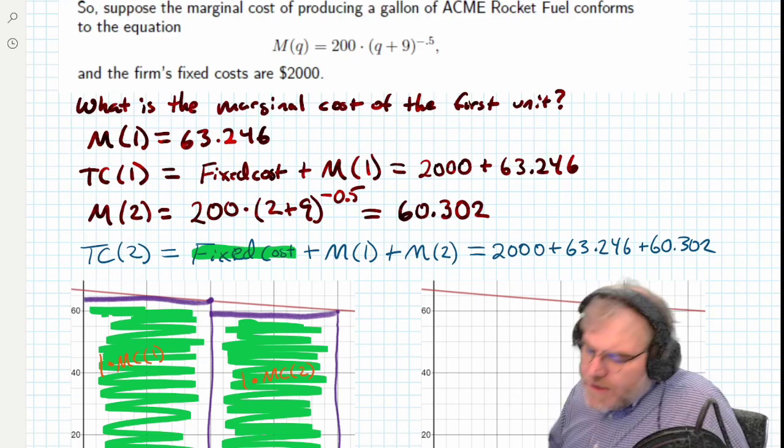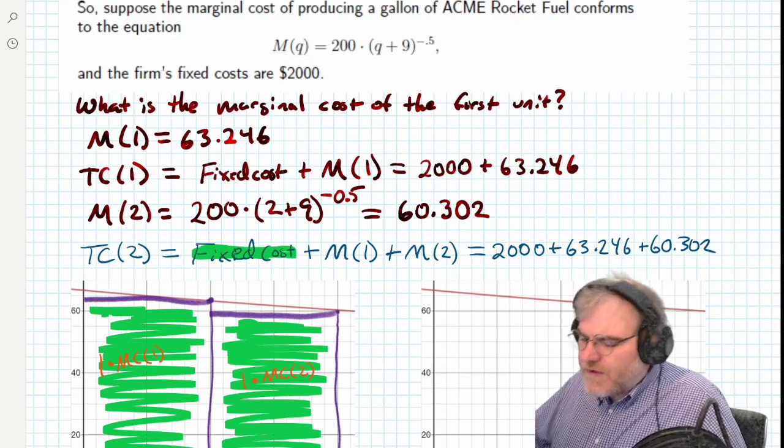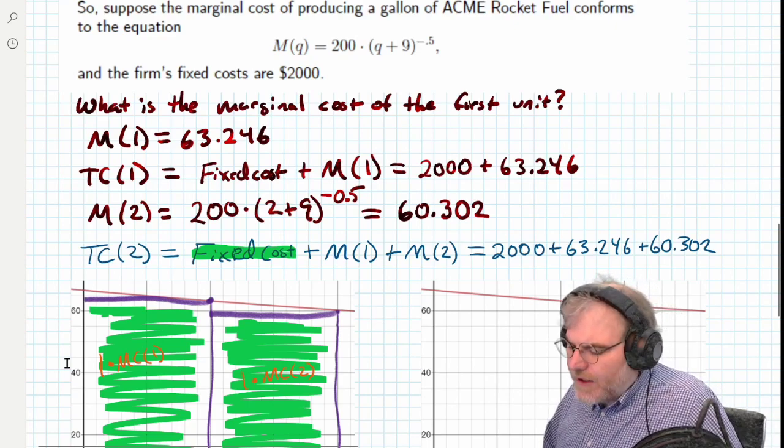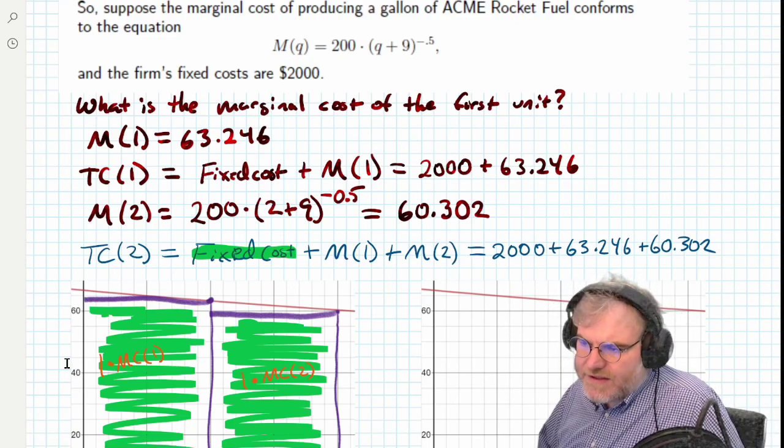So my question is, what's the marginal cost of producing the first one? What's the total cost of producing the first one? What's the marginal cost of producing the second one? And then what's the total cost of producing the second one?